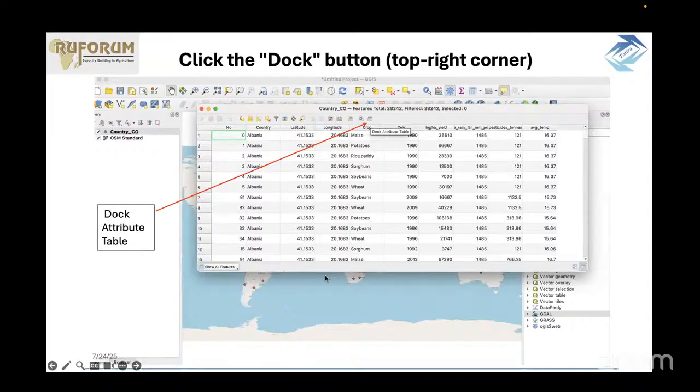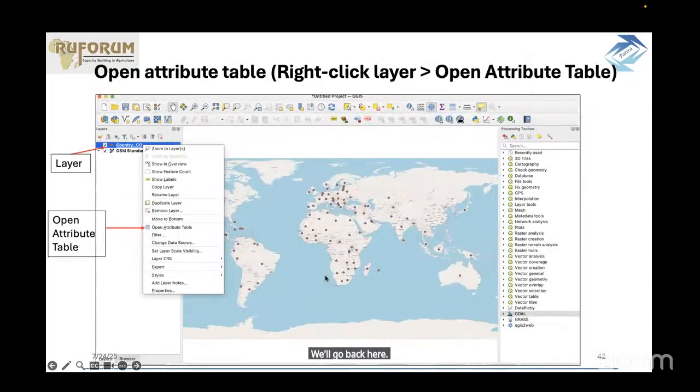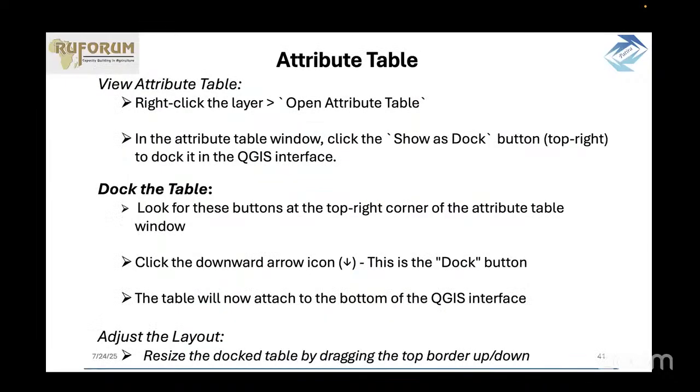We go back here. So let's start from here. So yesterday we used the attribute table, but we used it for just observing the data that we imported in our QGIS. But attribute table has more than that. From now on, this is going to be new material.